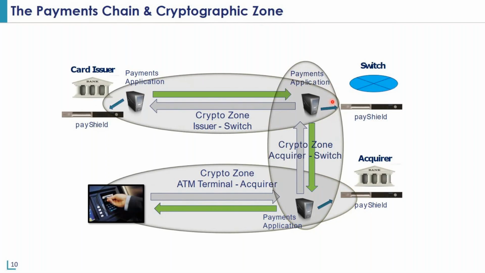So a crypto zone is a zone between two entities which share the same set of keys. You have a zone here between an ATM terminal and an acquirer, a zone here between your acquirer and your switch, and a zone here between your issuer bank and your switch. That is how your data traverses the payment chain. Your secret data can only follow a designated path, and when the response is generated, it is also secret and follows the same designated path.